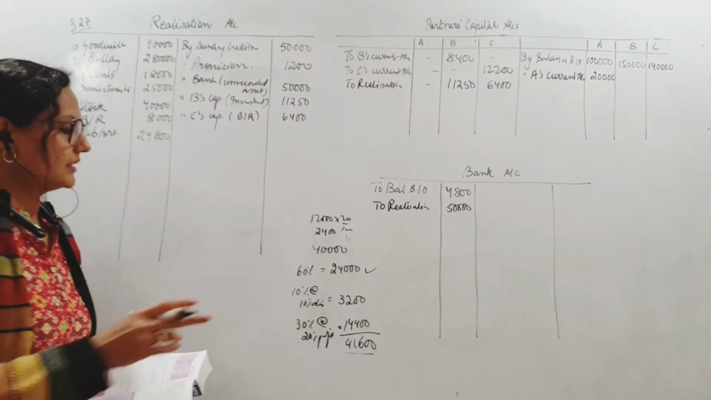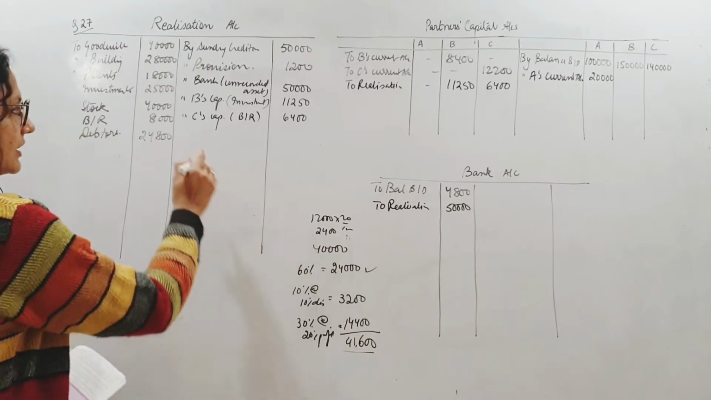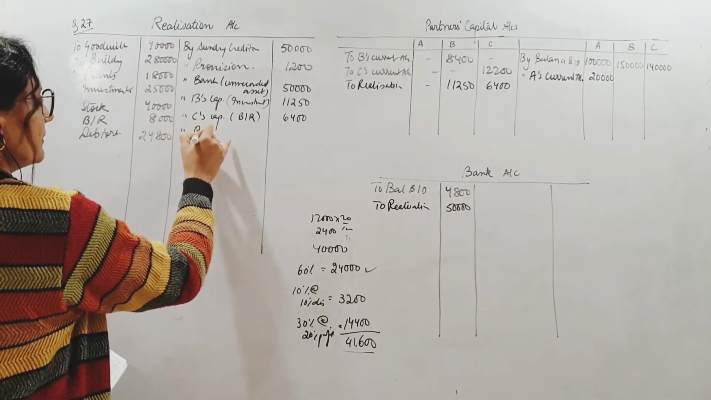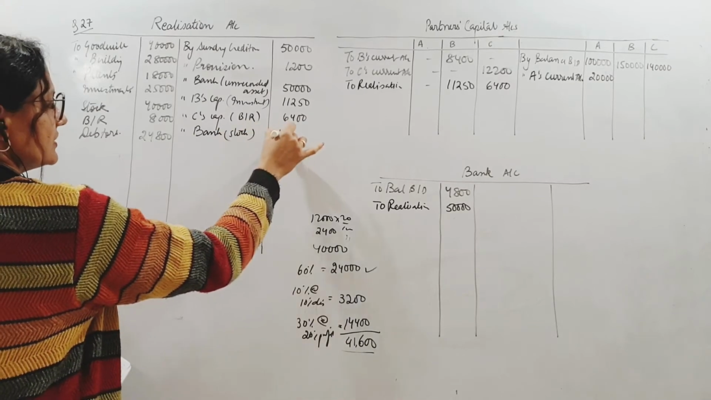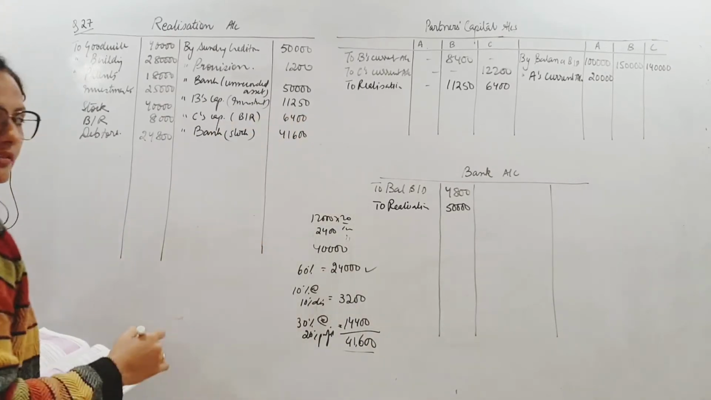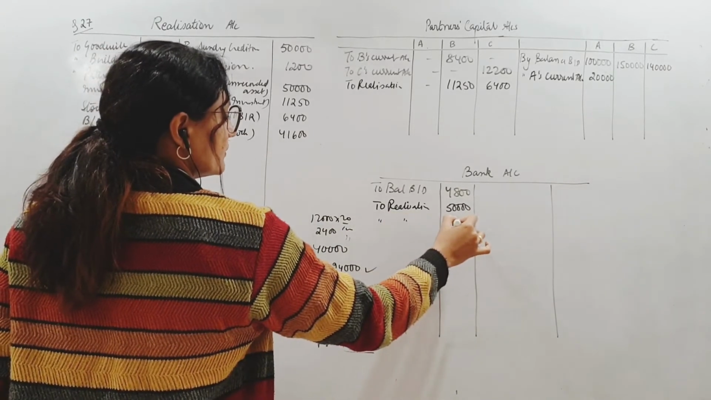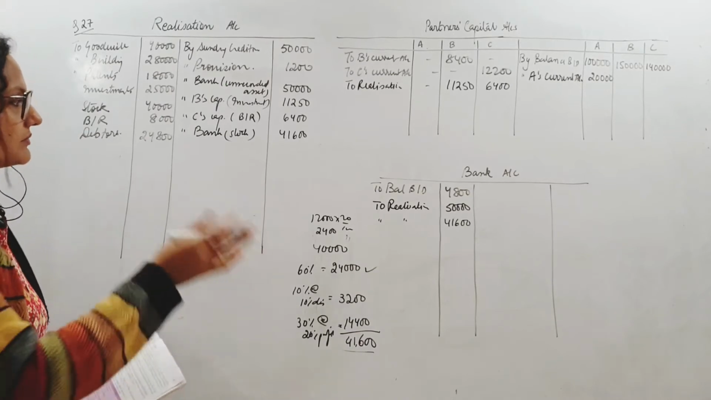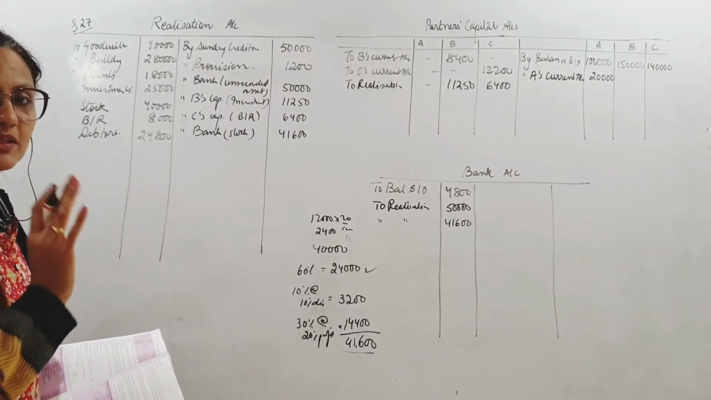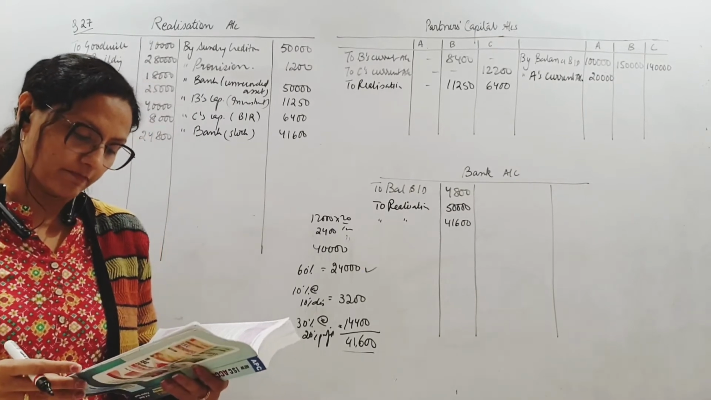Clear? I don't have to pass separate entries for all this. This entire one, the amount that has come, I will write here by bank. This is for stock that I have received, 41,600. And immediately here, I will write 41,600. Please, whenever you are doing dissolution sums, put both the effects simultaneously. Otherwise, again, your sum will go wrong.